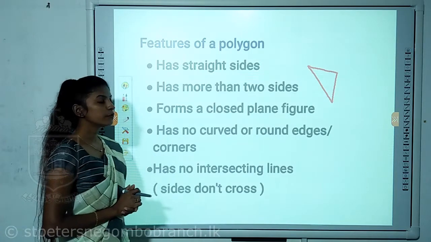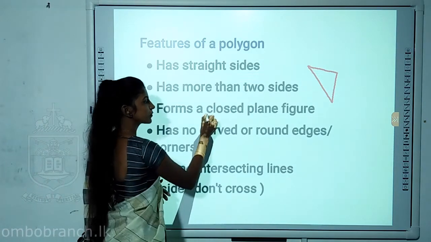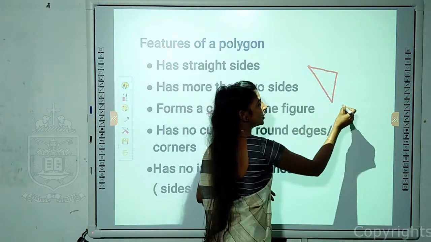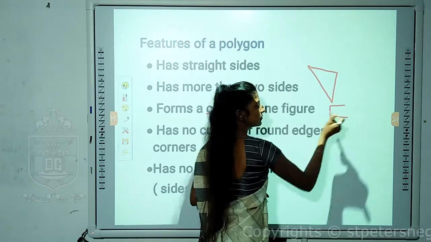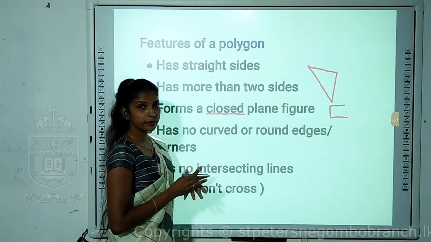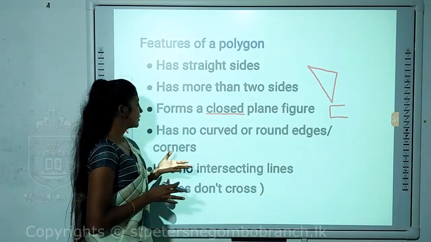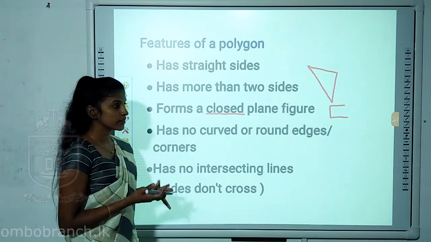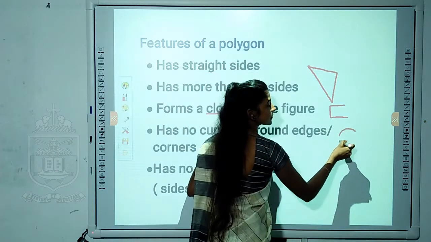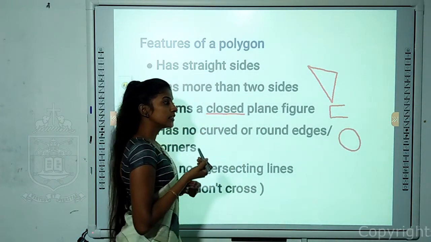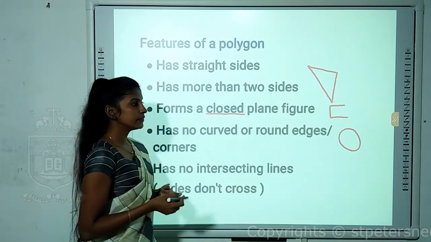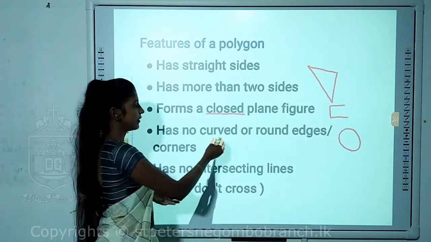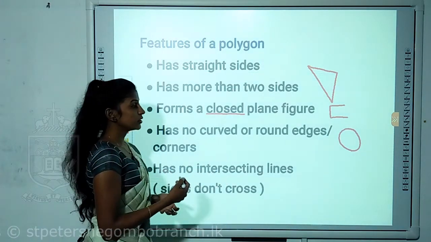Next, third feature: it forms a closed plane figure. Always it should be a closed one. Think of a polygon like this. It's not closed. It's an open figure, so it's not a polygon. Right. Next feature: it has no curved or round edges or corners. Now think of a circle. It has a curved line, but we can't consider the circle as a polygon. Why? Because it has curved edges or curved lines.